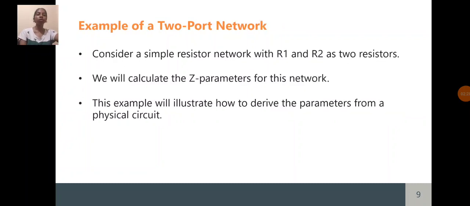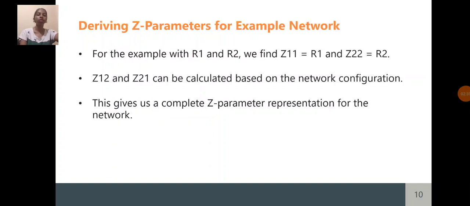Example of two-port network. Consider a simple resistor network with R1 and R2 as two resistors. We calculate the Z parameters for this network. This example will illustrate how to derive the parameters from the physical circuit.